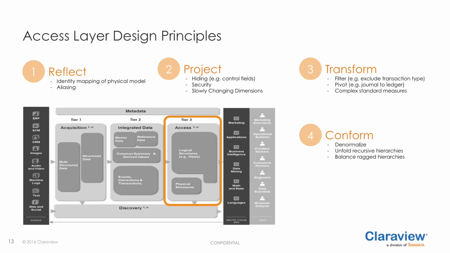And number 4 is conform. Apply business rules to your dimensions and model them in a way that the BI tool can consume. This includes concepts like denormalization and handling of recursive or ragged hierarchies. For instance, a recursive hierarchy is where I have an employee dimension, but that dimension includes employees that are also managers of other employees. I can use the access layer to unfold that recursive relationship to create separate manager and employee dimensions with the associated relationship.